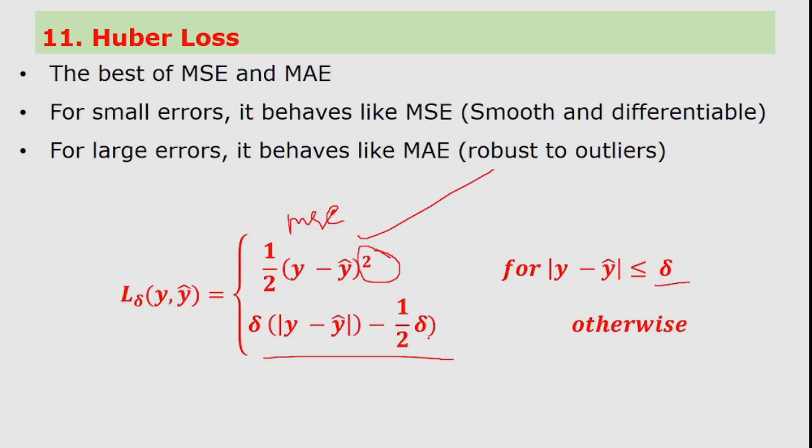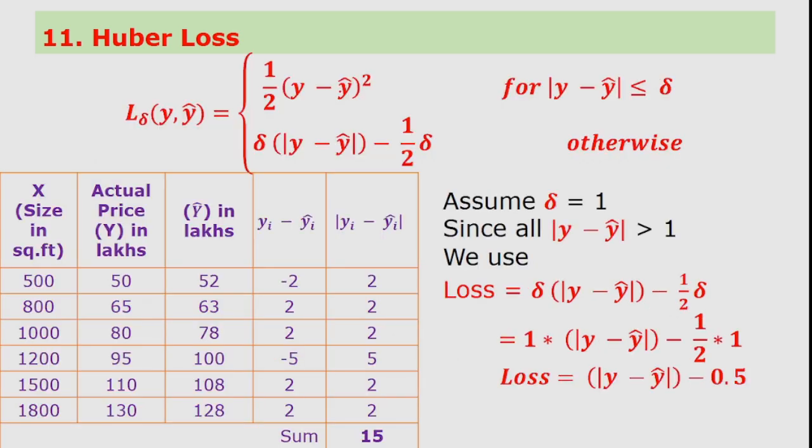So it takes the merits of MSE and it takes the merits of MAE alone. So we can see an example for Huber loss, and here is the condition of our size. Our actual house price is 50 for 500 square feet and predicted value is 52 and the error is minus 2, and if you take the absolute error you will get 2. If you sum all those things it is 15.